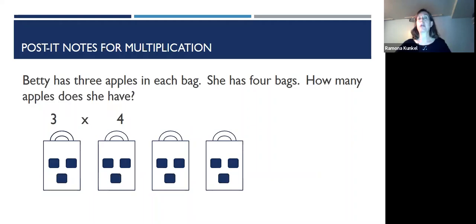Okay, we can do the same thing for multiplication. Betty has 3 apples in each bag. She has 4 bags. How many apples does she have? Same thing. Use Post-it notes. You can buy a whole bunch of them at the dollar store. It's great, and you can reuse them. So, just draw 4 bags and then physically put 3 Post-it notes in each one of those bags. And then they can go back and physically count how many Post-it notes they have. Again, it's just for them to understand the concept and to see how it works.